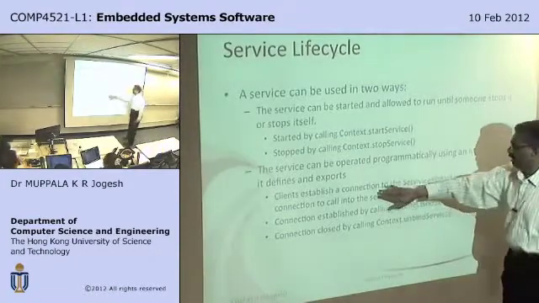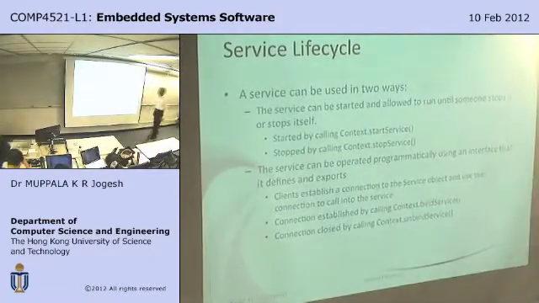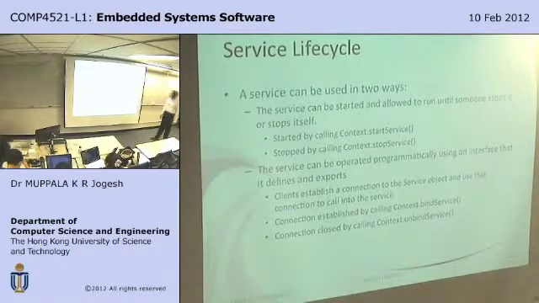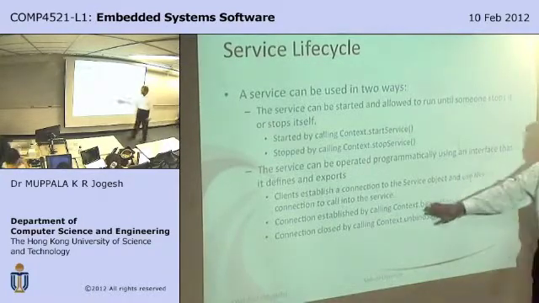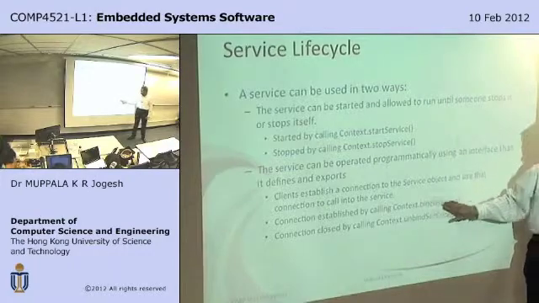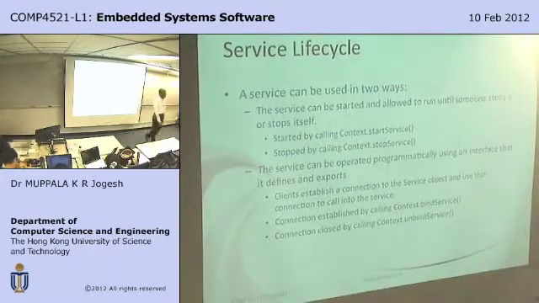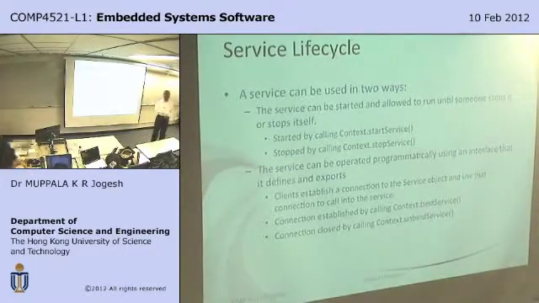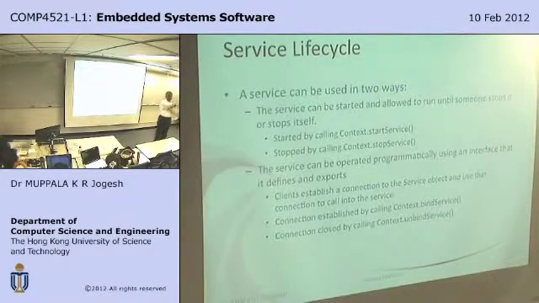So the client will establish a connection to the service object and use that connection. Connection establishment is done by calling this particular function called context bind service. So when you call bind service, your activity is establishing a connection to the service in the background. And then when you're done with issuing the request, you unbind from it. Now, how do you make use of it?